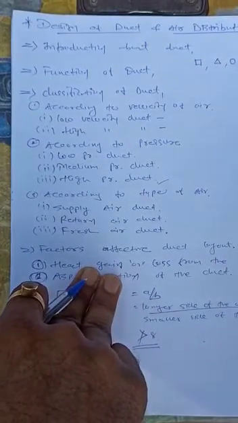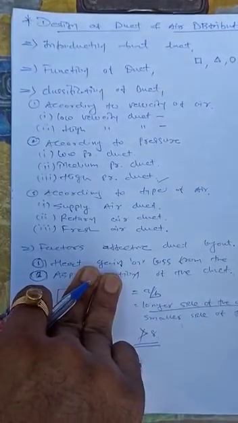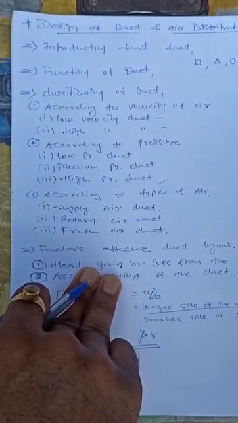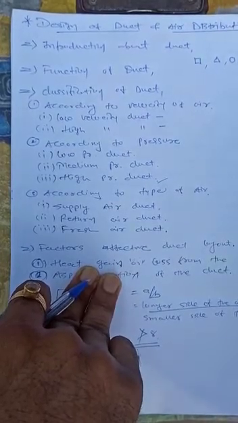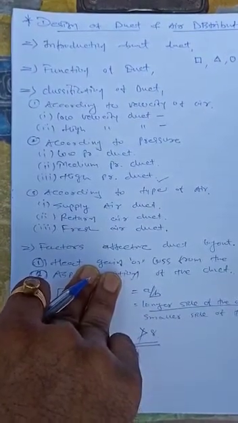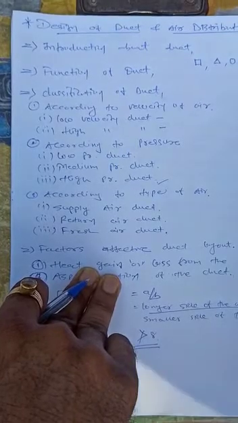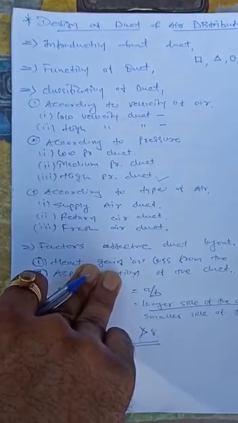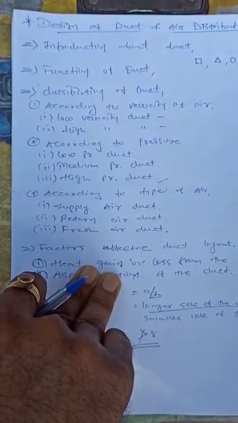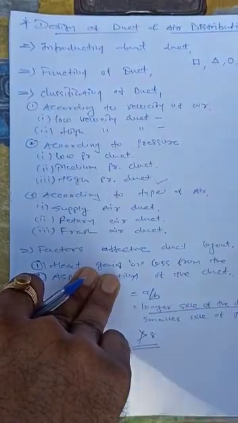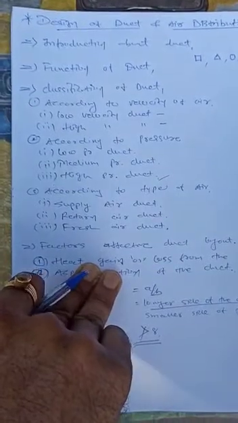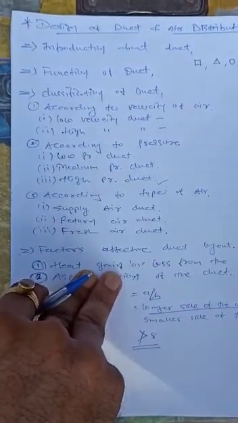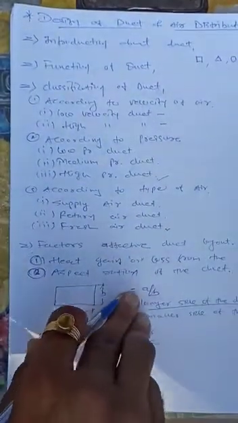Third one, according to type of air. First, supply air duct. Second, return air duct, and third one is fresh air duct. Three types of air duct are used. First is supply air duct. It supplies the conditioned air from the air conditioning equipment to the space to be conditioned. Return air duct carries the recirculating air from the conditioned space back to the air conditioning equipment. Third one, fresh air duct, carries the air from outside, means from the atmosphere. This is the classification of duct.